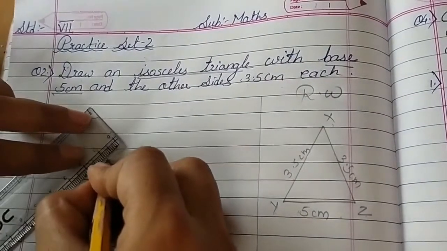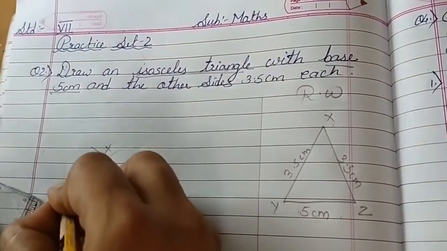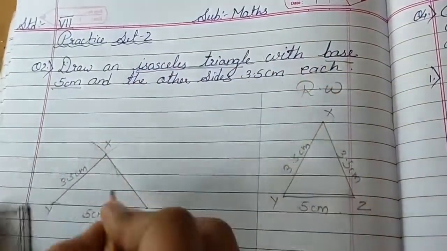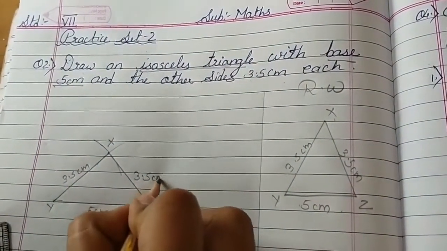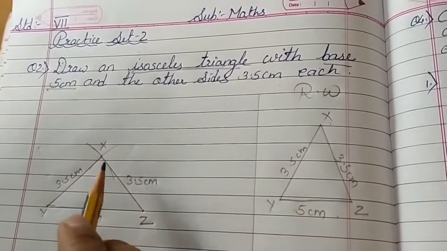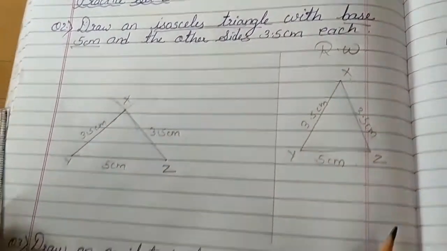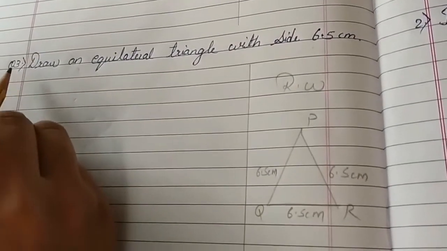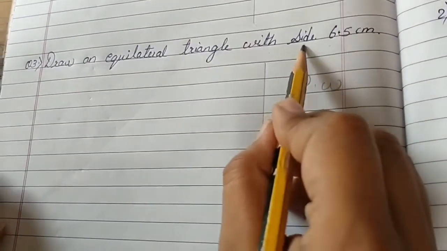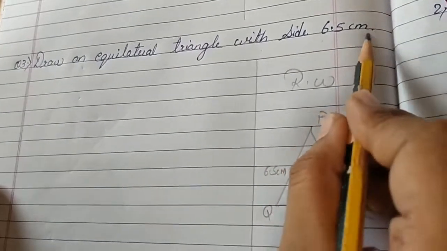Now I will join XY, that is 3.5 centimeters, and XZ, that is 3.5 centimeters. So this is our isosceles triangle. Now the same thing in question number 3. Draw an equilateral triangle with side 6.5 centimeters.